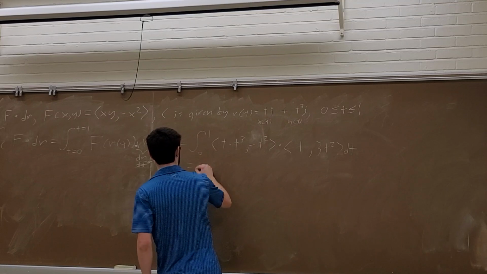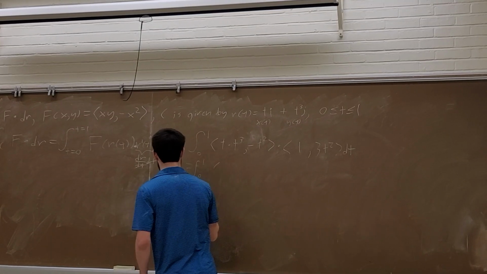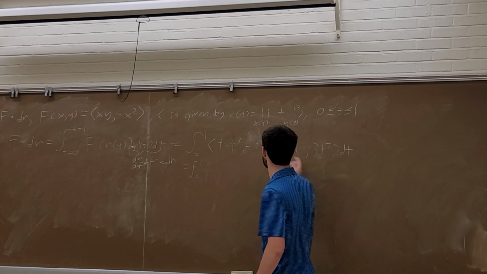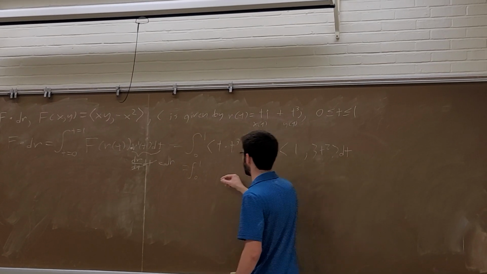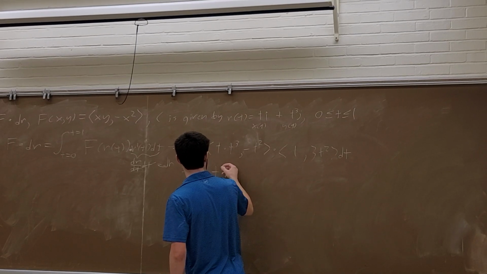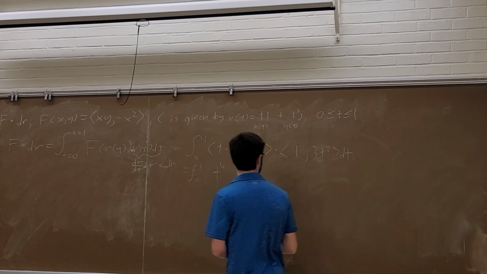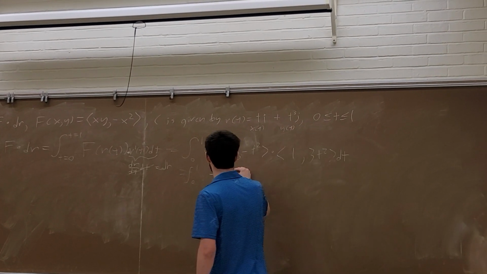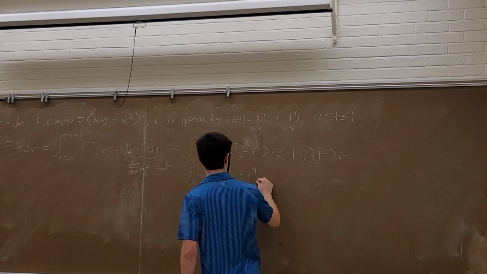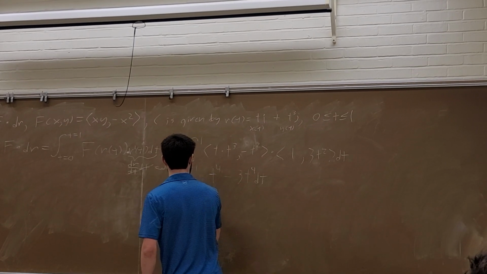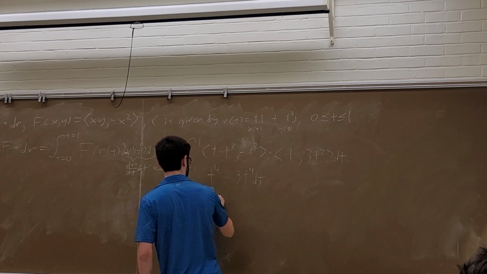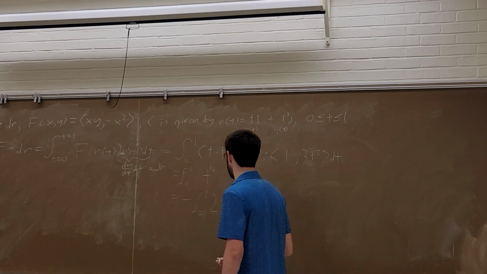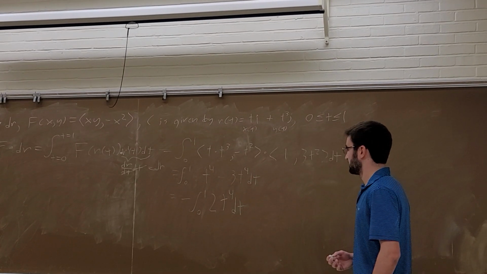So now we have to do the dot product. So we'll have t times t, that's t to the 4th, times 1, so we get t to the 4th. And then minus 3t to the 4th. So we'll just get minus the integral from 0 to 1 of 2t to the 4th dt.